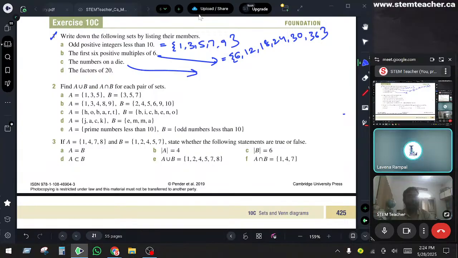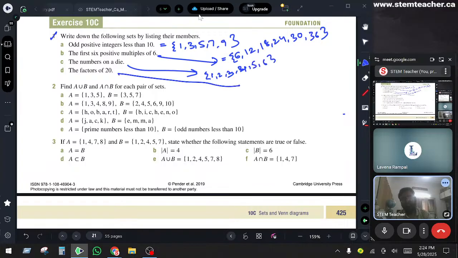1, 2, 3, 4, 5, 6. What about the next set? 1, 2, 4, 5, 10, 20. But now, what is A union B?